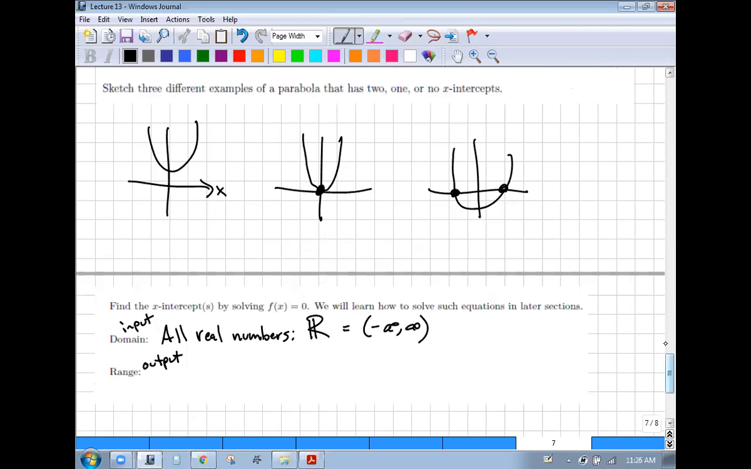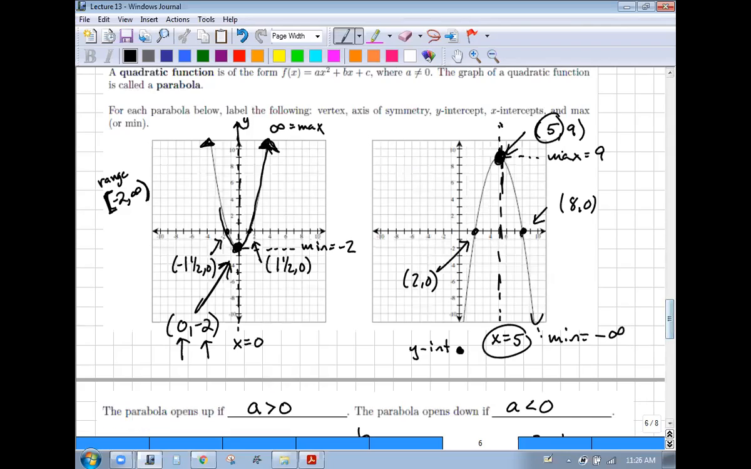All right, so this one over here, the range, all the output values, the biggest it gets is 9. So it goes down to -infinity, but it goes up to 9. So for the one on the right, the range is all the way down to -infinity and all the way up to 9. And notice where our range is coming from. It has to do with the vertex. The vertex is where the graph kind of ends, right?